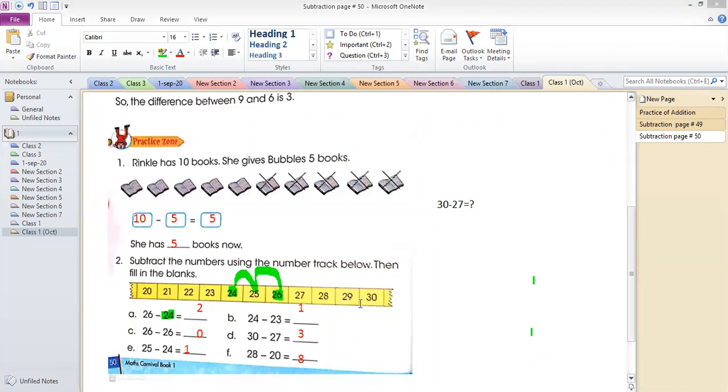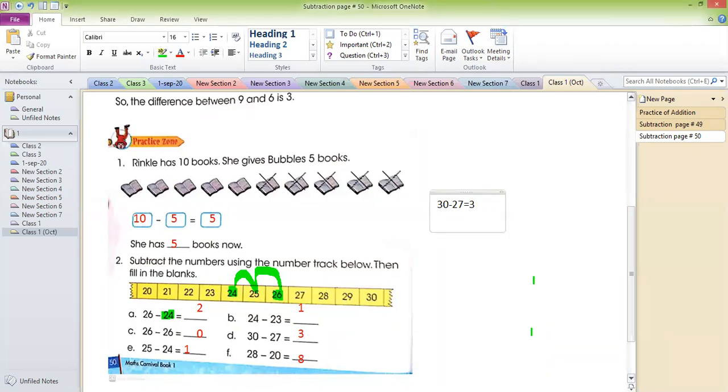3. How do you know? Because this is 30 and you go back in order to reach 27. 1, 2, and 3. When you go back 3 steps, you reach 27. So 30 minus 27 equals 3.